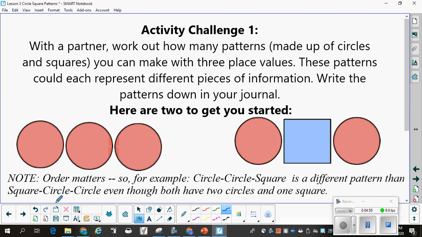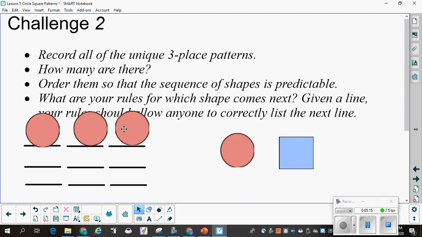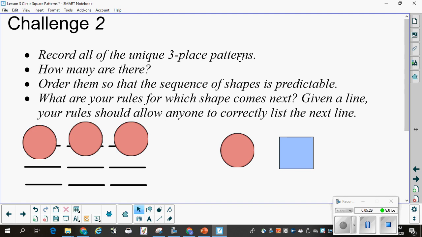All right, you're back. Hopefully you've got a list of all the different ways to do it. Now, make sure that you have recorded all of the unique three-place patterns. By three-place patterns, I mean if you started out with circle, circle, circle, there's one. What's the next one? Well, you could do square, square, square, and then you could do circle, square, circle, etc. So make sure that you've recorded all of those. How many are there?